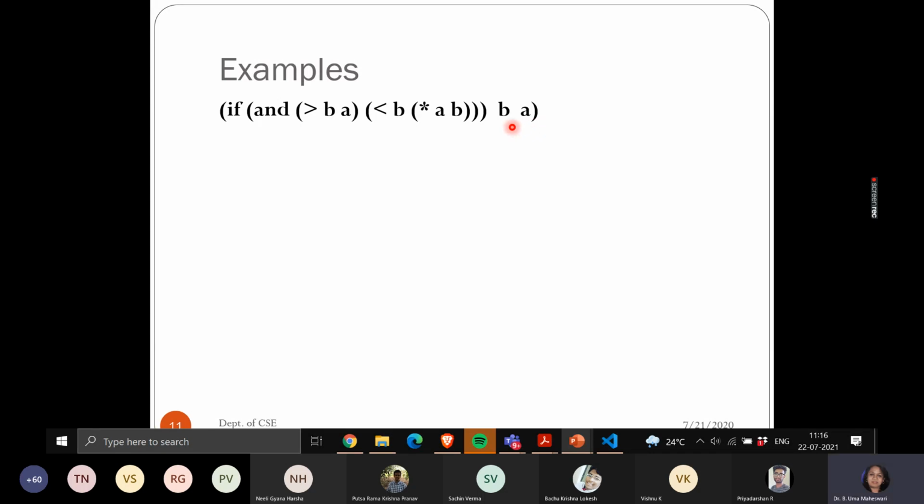Yes, ma'am, it will return B. So if you take this one, 4 is greater than 3. Yeah, this is true. And if you look here, 4 into 3 is 12, and B is 4. So B is less than 12. So both are true, right? So the result of the predicate is true. So that's why it will return B. So what is the value of B? B is 4. Yeah, you are right.